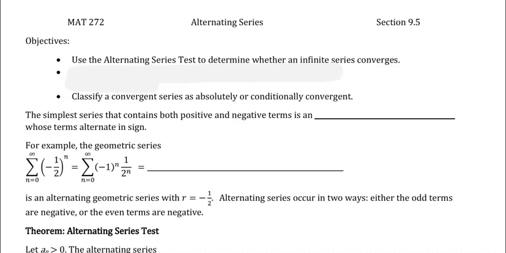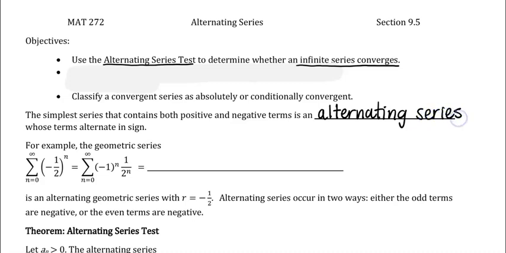Our first objective for this lesson is to use the alternating series test to determine whether or not an infinite series converges. So first, let's talk about what an alternating series is. An alternating series is the simplest form of series we can get, where the terms of the series are changing signs. So one term will be positive and one term will be negative, so on and so forth.